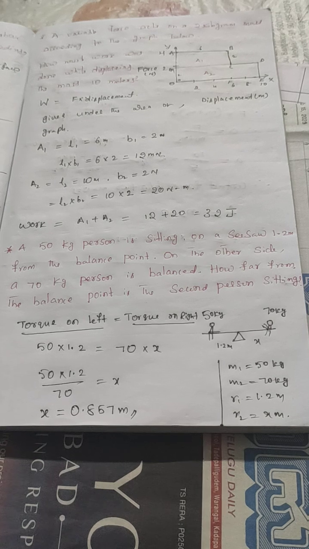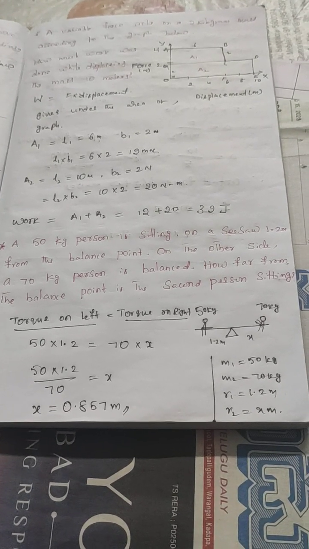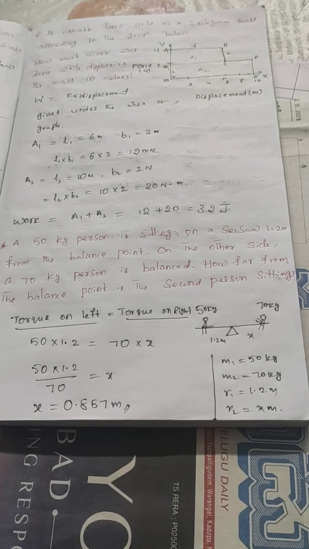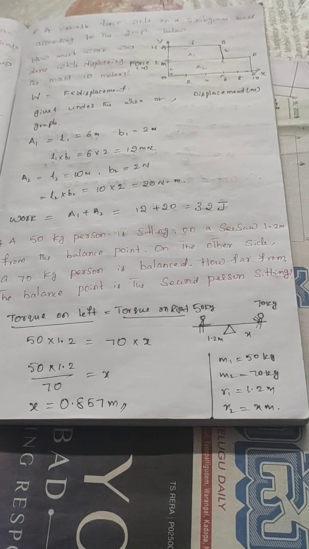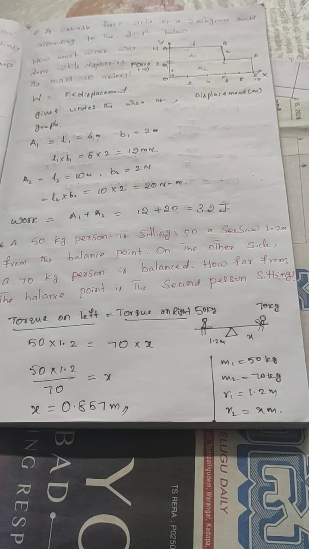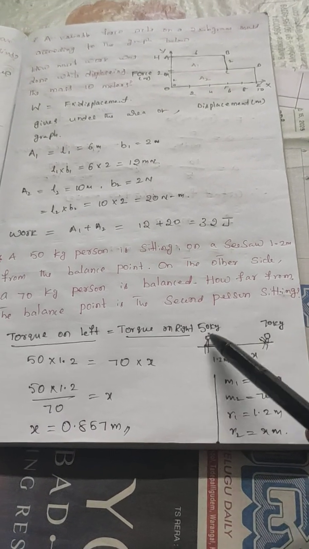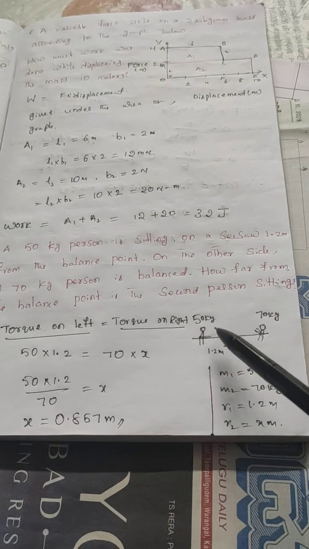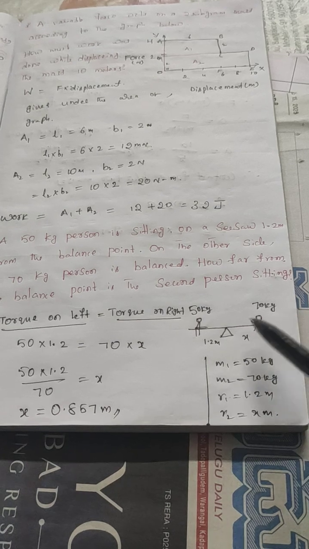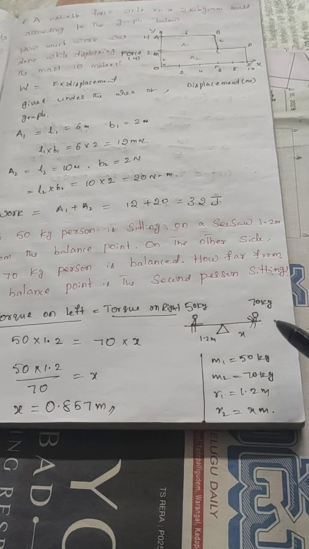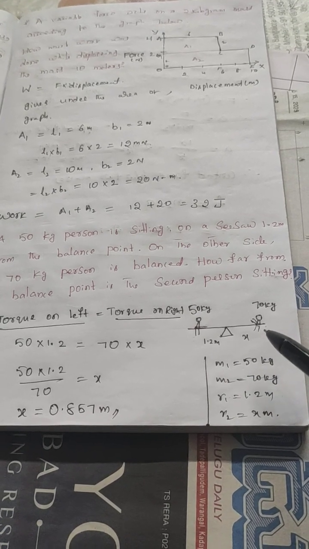Next problem. A 50 kg person is sitting on a seesaw 1.2 meters from the balance point. On the other side, a 70 kg person is balanced. How far from the balance point is the second person sitting? Here the two persons' masses are: first person 50 kg, second person 70 kg. They are sitting in an equilibrium position. The first distance is 1.2; the second distance we have to find out.